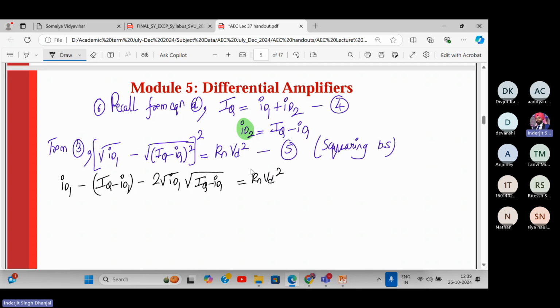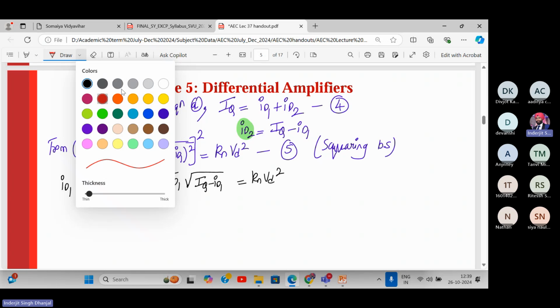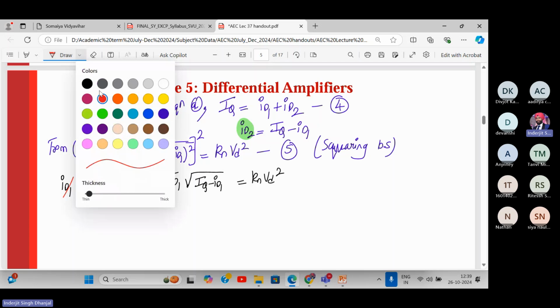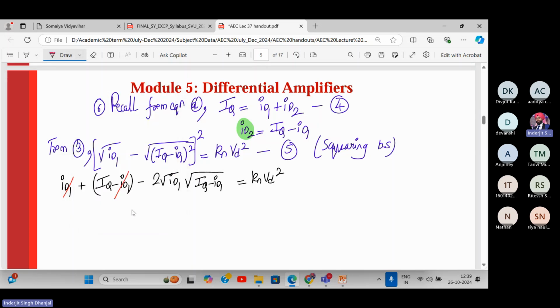What will get cancelled? This is, I think, plus A square plus B square minus 2AB, right? This will be plus. What gets cancelled? Tell me. ID1 gets cancelled? Yes or no?